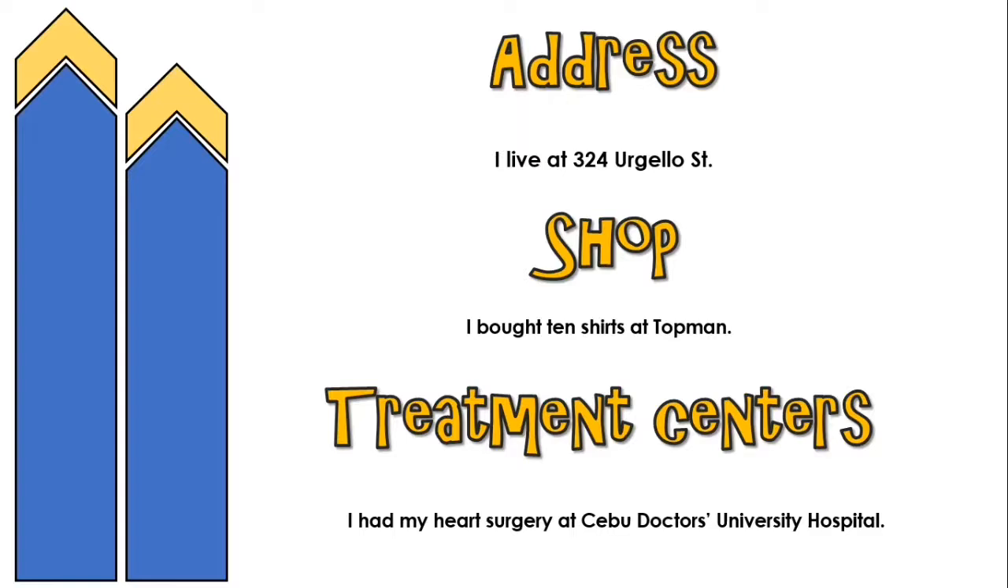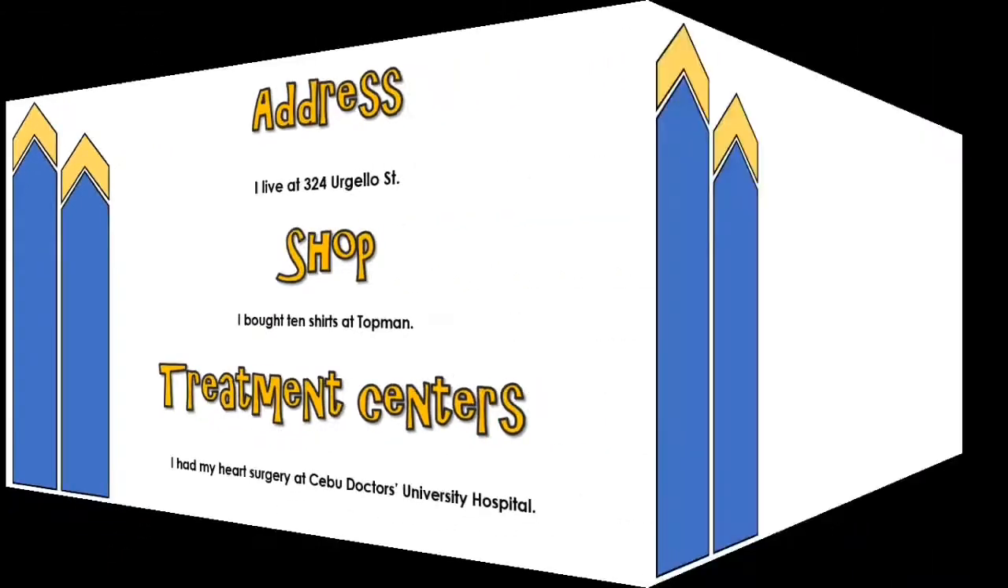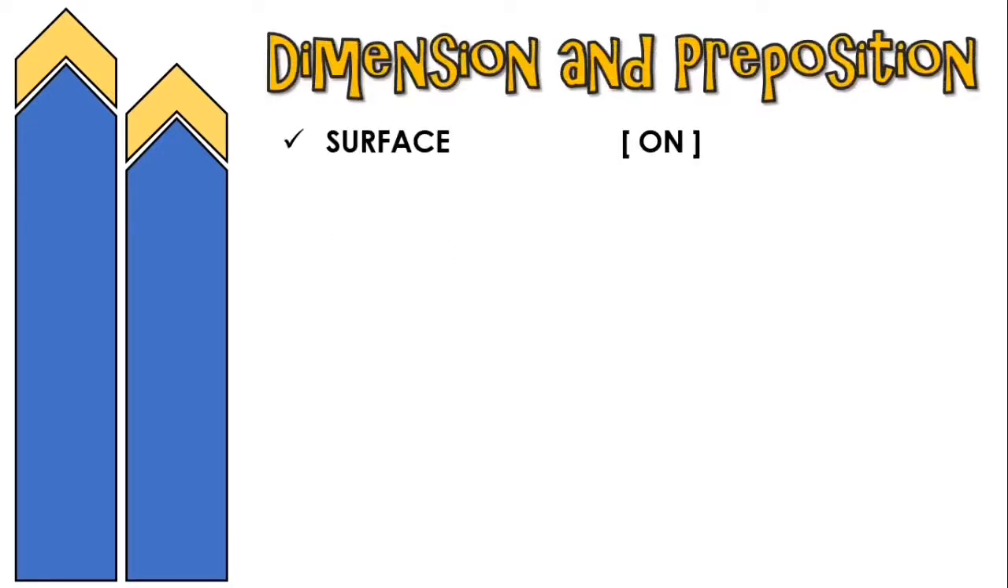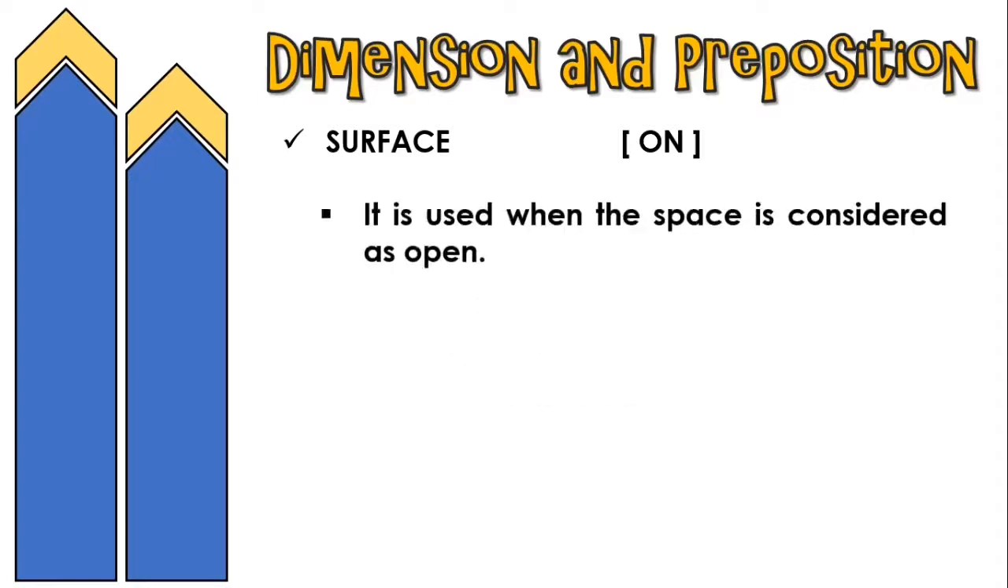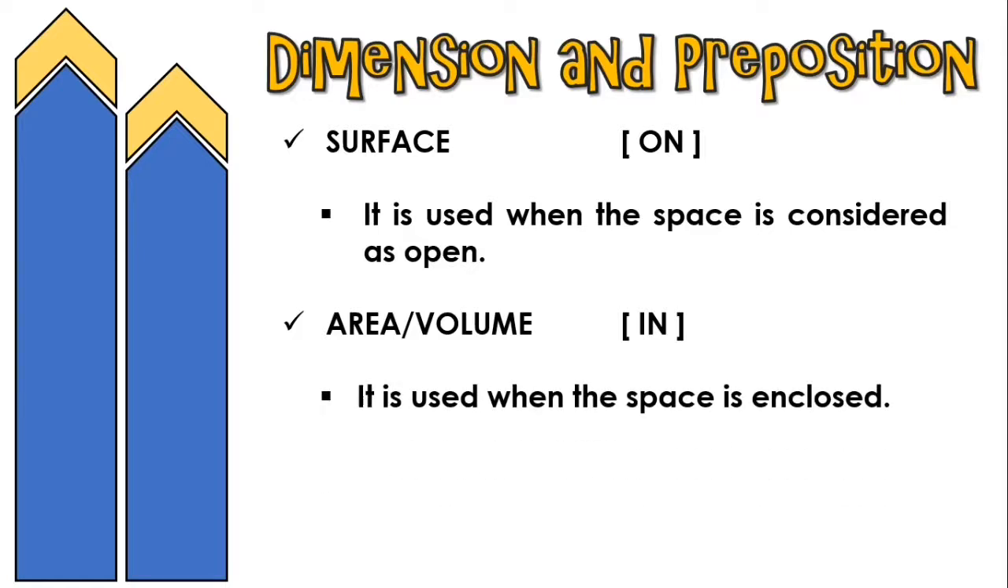So we are done with the preposition at in the concept of point. Right now, we will be going to the two other concepts of geometry to explain further when and how to use correctly the prepositions on and in. For the surface, it refers to the preposition on, wherein we use it if we are in a space that is considered open. While on area or volume, that refers to the preposition in, we use it when the space is enclosed.